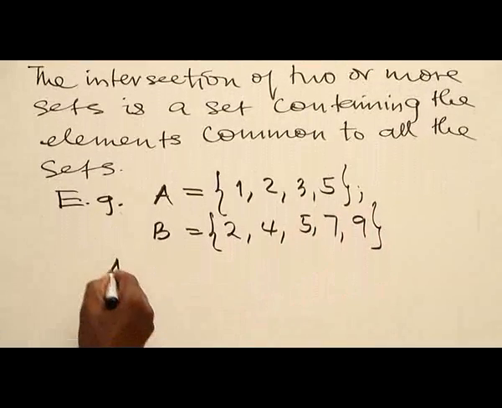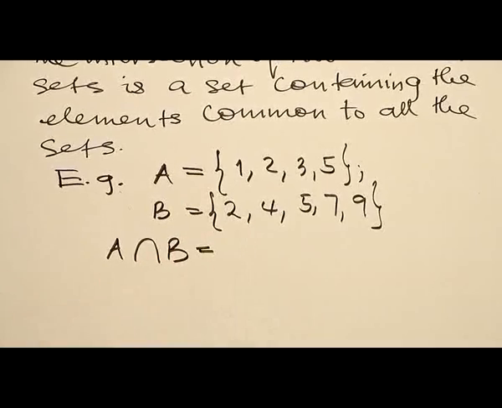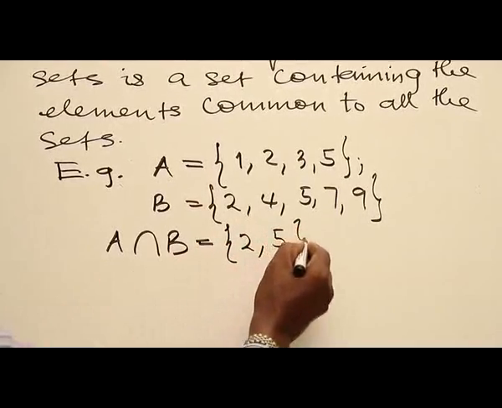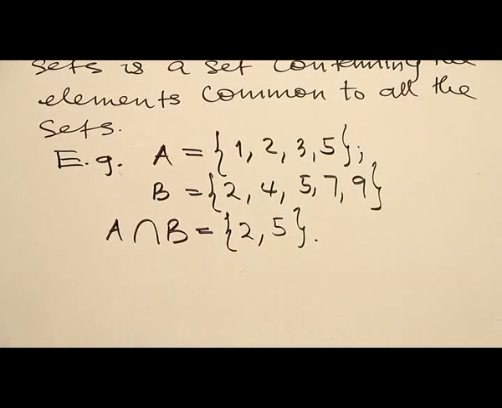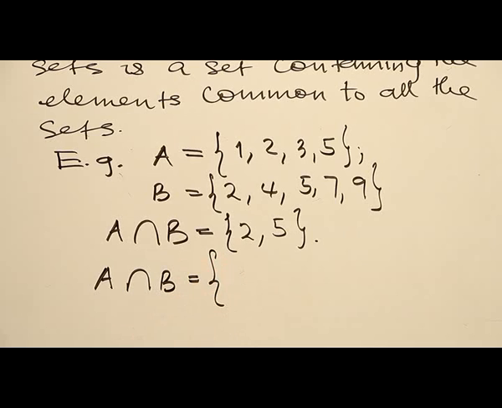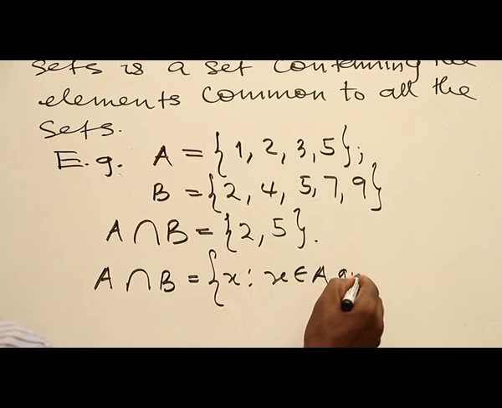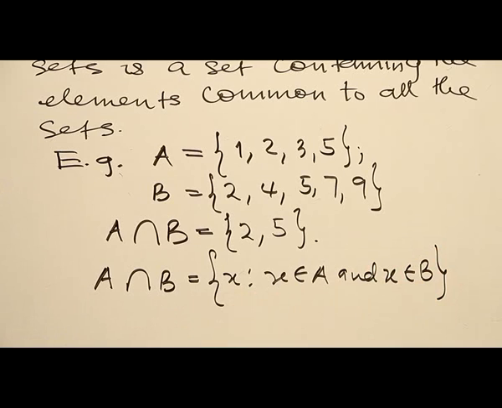Then A intersection B will be equal to the elements that are common to both sets: 2 is there and 5 is also there. These are the two elements that are common. So symbolically we write this as A intersection B is equal to the set of S such that S belongs to the set A and S belongs to the set B. This is a symbolic representation of A intersection B.